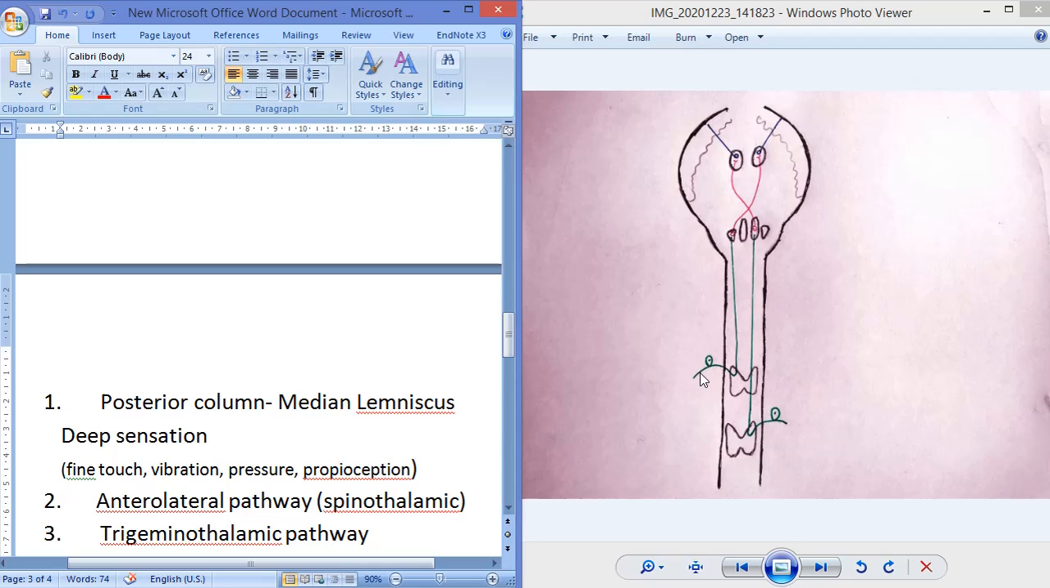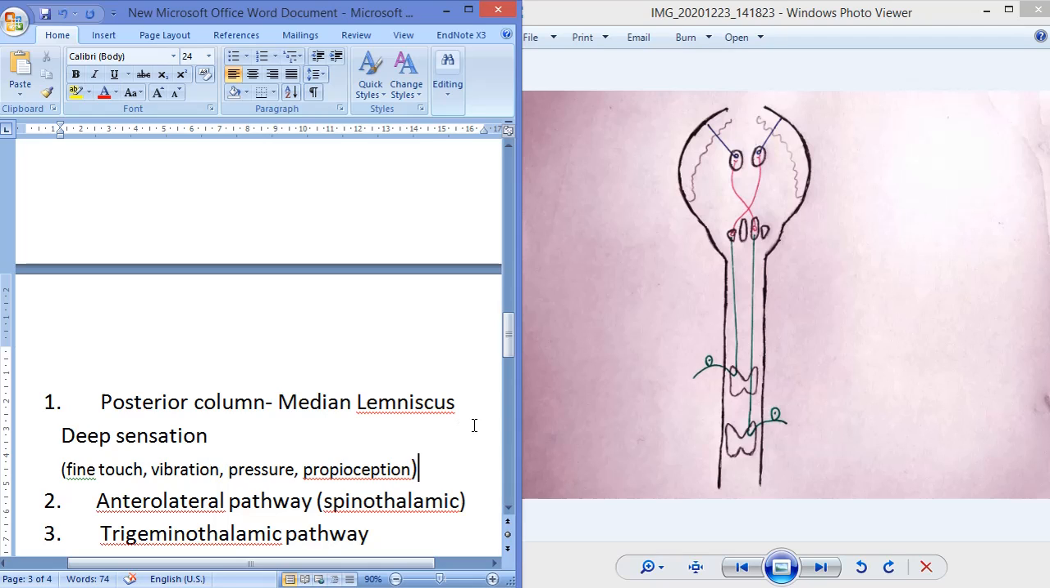So two types of impulses are there. The impulses of deep somatic sensation from upper parts of the body are carried by this type of first order neuron, and from lower parts of the body are carried by this first order neuron. But this first order neuron makes a separate tract, and this first order neuron makes a separate tract, and this first order neuron goes to a separate nucleus over here, and this one goes to a separate nucleus over here. I'm going to do it in detail.